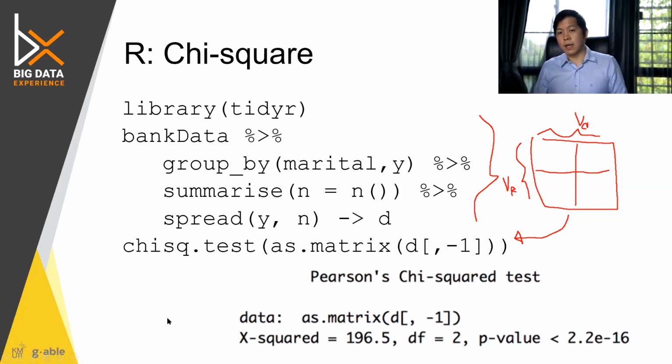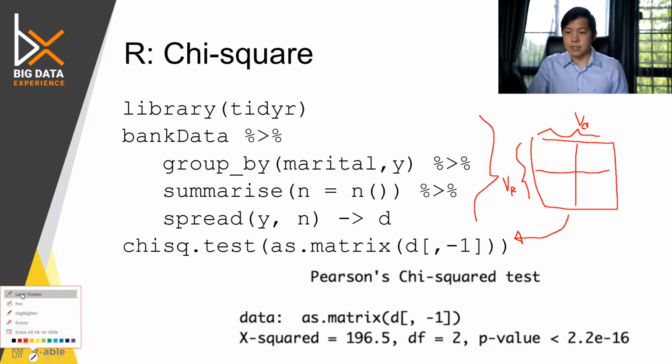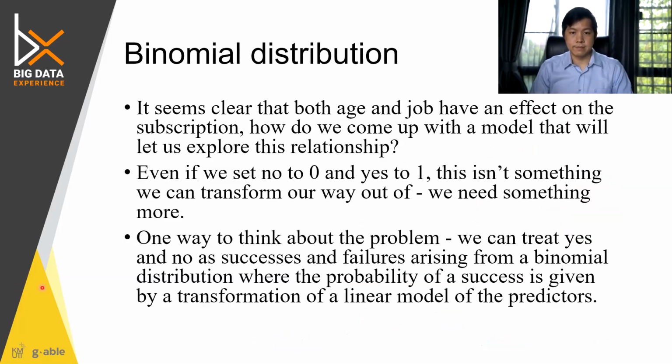Okay, so the chi-square test allows you to assess association between data, right? But you can see that association can be described that way. You can see that there are relationships between age, job, and the subscription, accepting the offer. Okay, but how do we create a model?